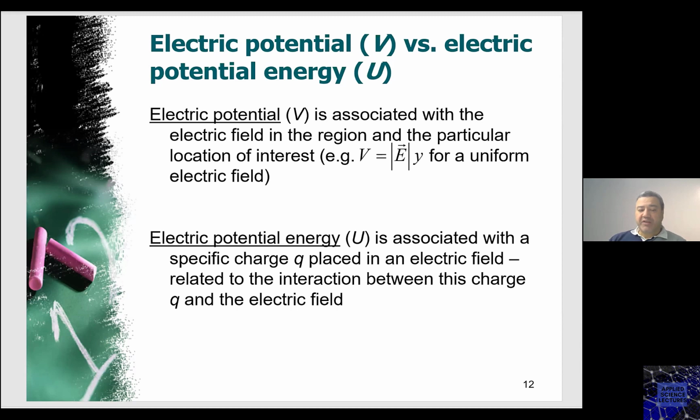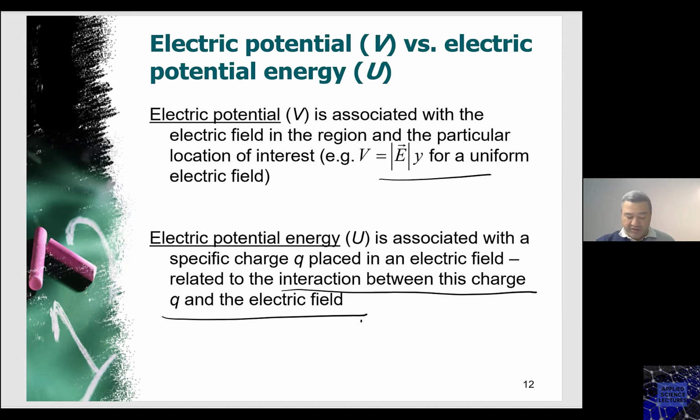As I said before, the electric potential is related to the electric field. Every point in that region within the electric field has a unique electric potential. However, the electric potential energy is associated with the charge in that specific location that has an electric potential. So the electric potential energy is related to the interaction between the charge and the electric field.